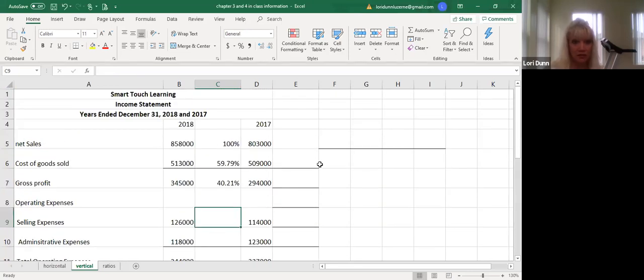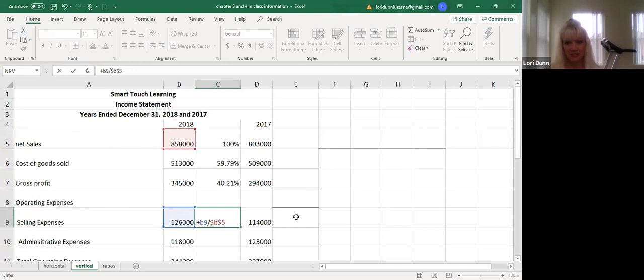Do the same thing with all the other items. So I could do this with the formula in Excel, B9. I'm going to cite the individual item. Now, here I want my denominator always to be net sales. So in Excel, we use dollar signs to fix a cell in our formula. So I'm going to use $B$5. And that will remain constant. It won't keep updating when I drag that formula.